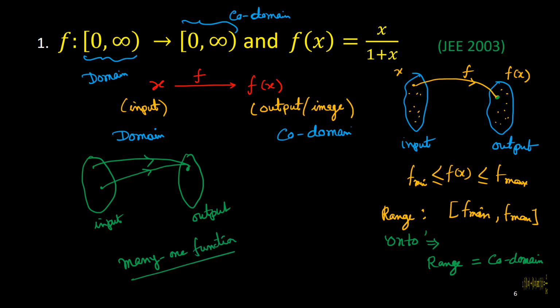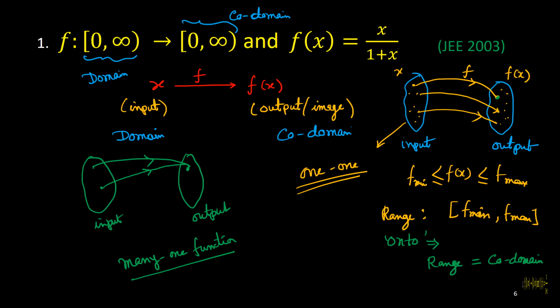But if this is not the case, if all the time you will get this kind of connections, that every image is coming from only one input, okay, then it is called a one-to-one function, right? So how to conclude these things?